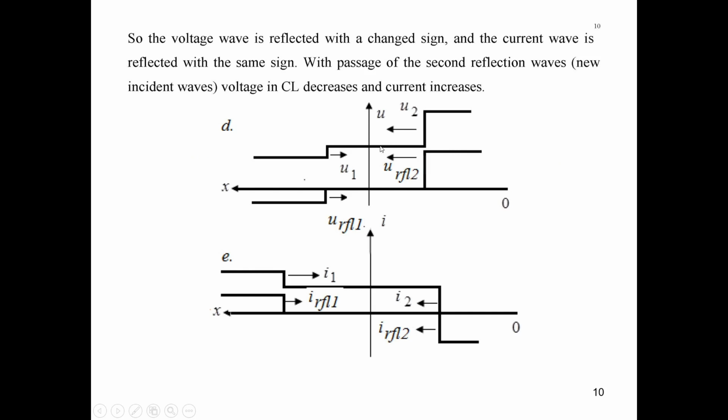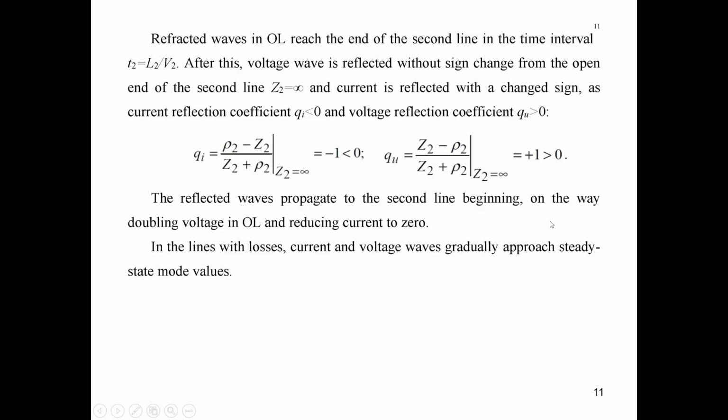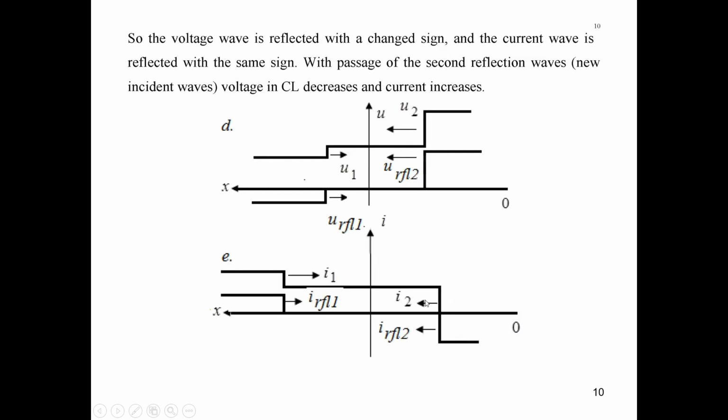So here the incident wave and the reflected wave should be summed up. It will be twice, and for current we will have minus 1. So the sign of current will be opposite to the sign of the incident wave, and they will be equal to each other. So the wave of current will be twice less than that of the incident wave.